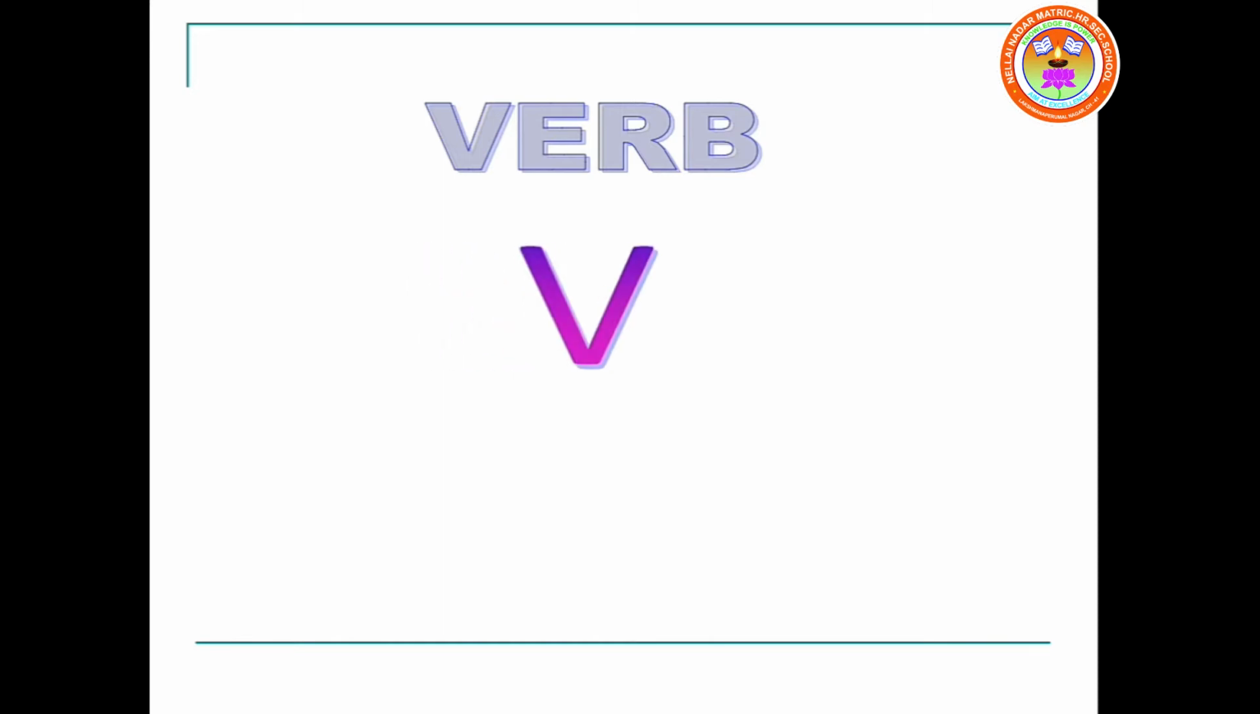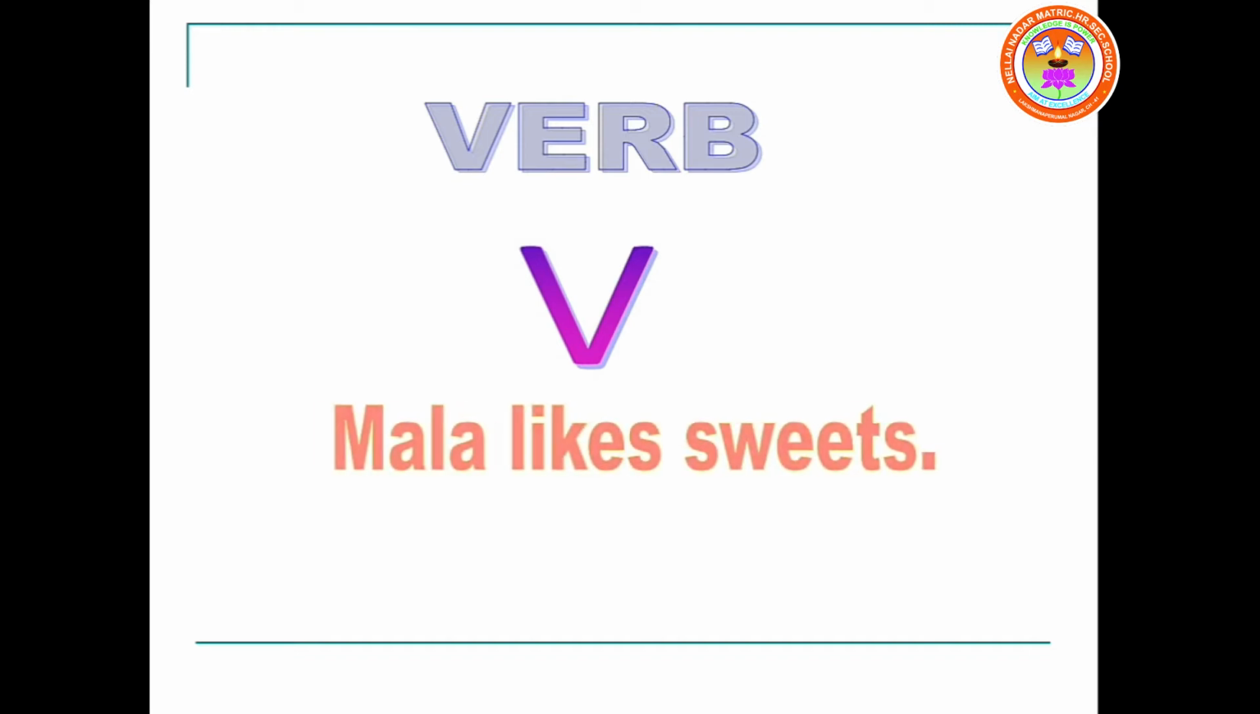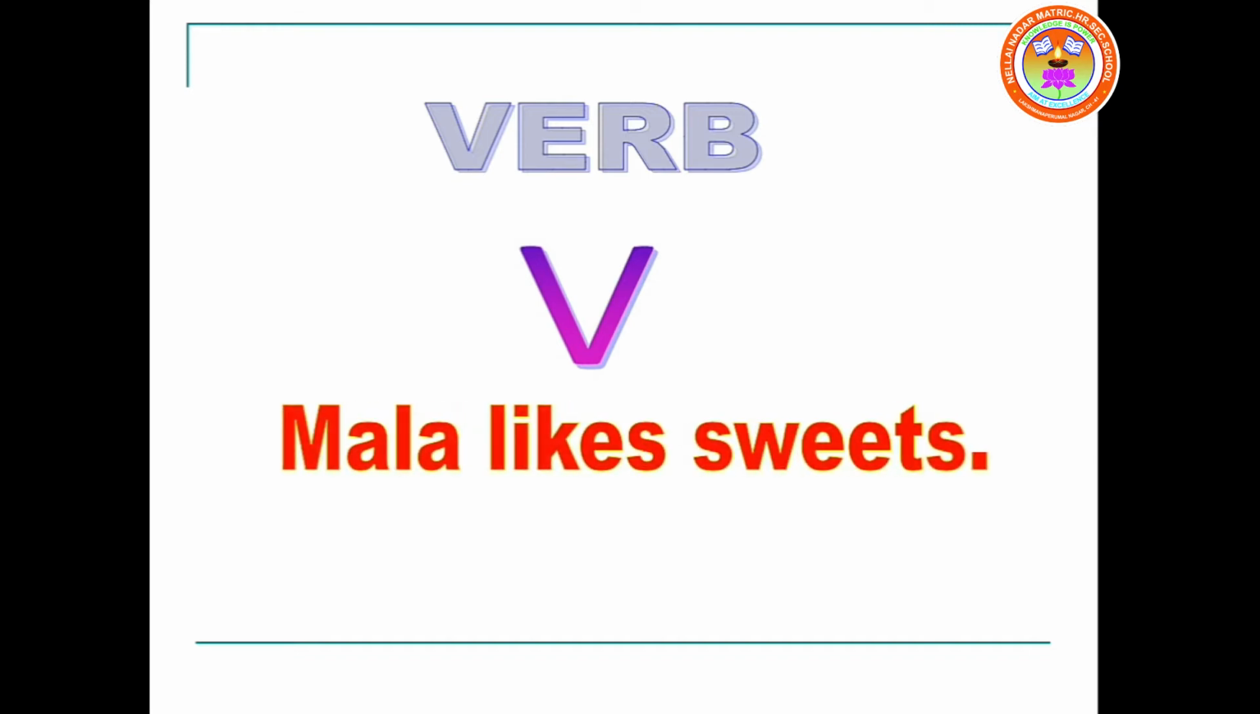Verb. Verb is a word that expresses an action or state of being. We use capital V to indicate the verb. Example: Mala likes sweets. Likes is the word that expresses an action. Likes is the verb here.